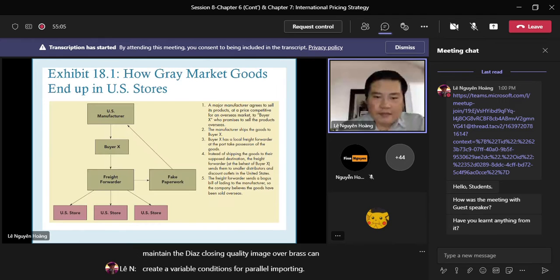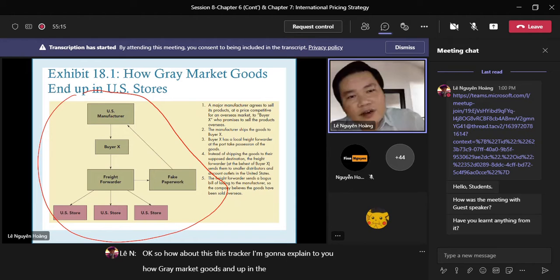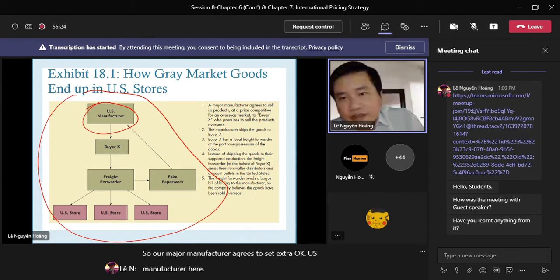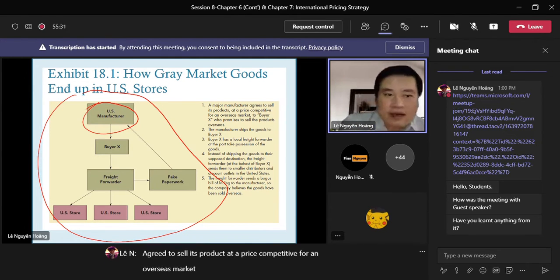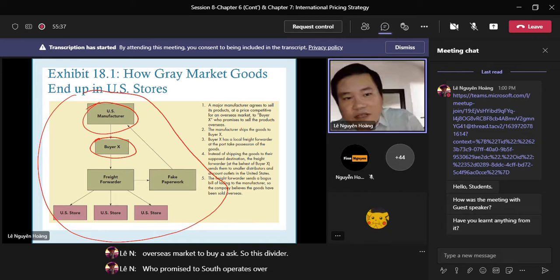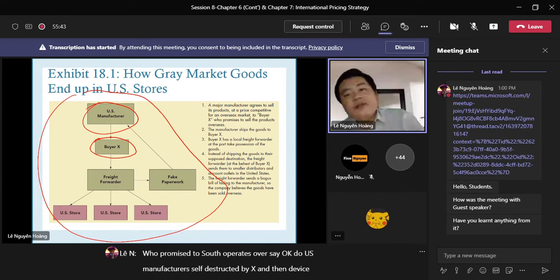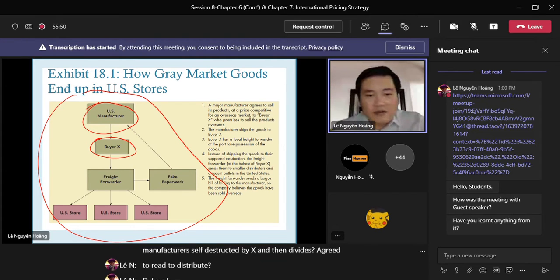Okay, so this diagram is going to explain how gray market goods end up in US stores. A major manufacturer agrees to sell its product. The US manufacturer here agreed to sell its product at a competitive price for an overseas market to buyer X. So this is the buyer who promised to sell the product overseas. The US manufacturer sells its product to buyer X, and then buyer X agreed to distribute the products overseas.